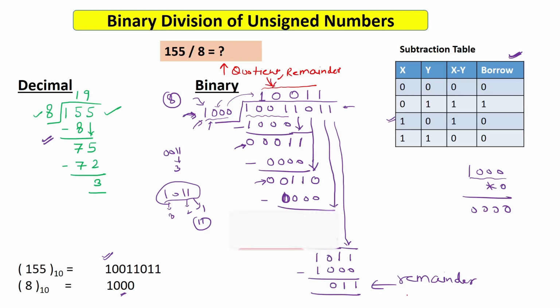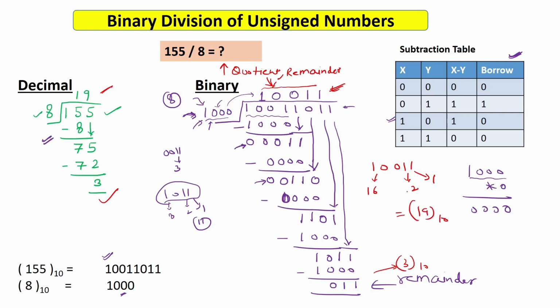You should get 3 as the remainder, as you can see here. This 011 is actually 3 in decimal, so this remainder is correct. And the quotient you should be getting is 19. Is 10011 equal to 19? Yes, it is. It has weights 1, 2, 4, 8, then 16. 16 plus 2 is 18, plus 1 is 19. So my quotient is also correct, which means the division operation that I have done is correct.